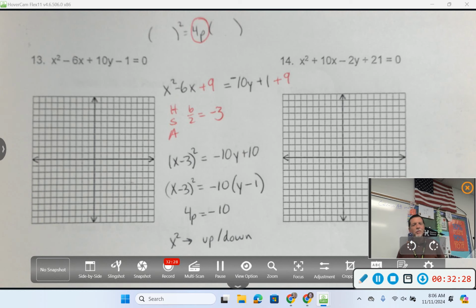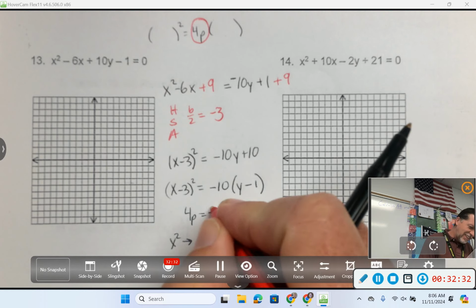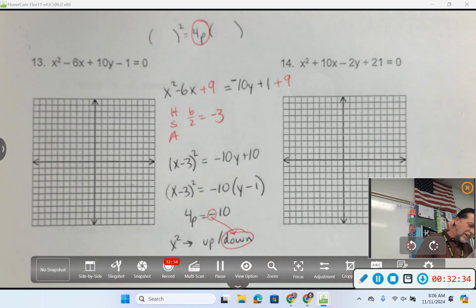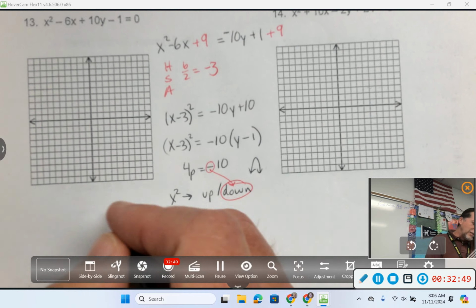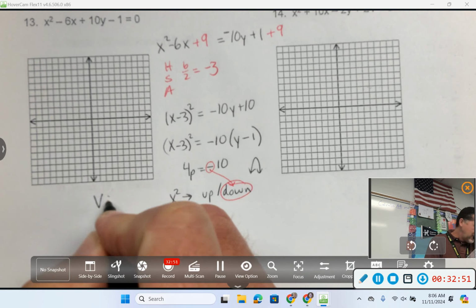Up or down. Why do you think it's down, Cooper? Because the 10 is negative. The 10 is negative. I agree with Cooper. So, again, when you figure that out, I really like drawing a little bitty down parabola because there's lots of details left to come, but I better end up with a downward-facing parabola.